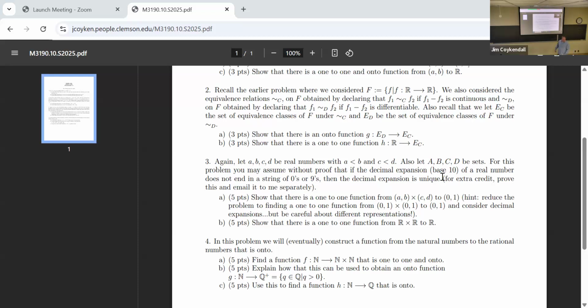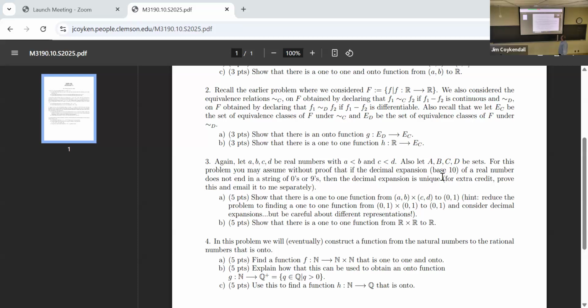For example, y'all are familiar with 0.5000 being equal to 0.4999999, right? But anything that doesn't end in an infinite string of zeros or nines is unique. That might be useful. Show that there is a one-to-one function from AB cross CD to the interval 0, 1. My hint here is first find a one-to-one and onto function from 0, 1 cross 0, 1 to 0, 1.